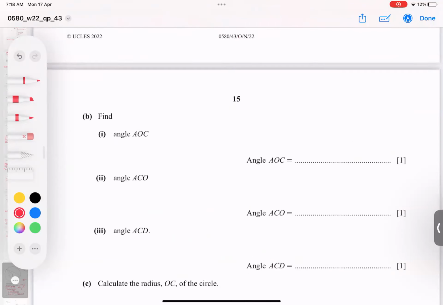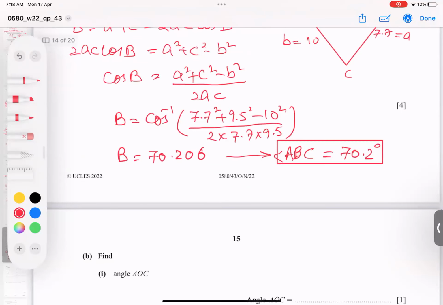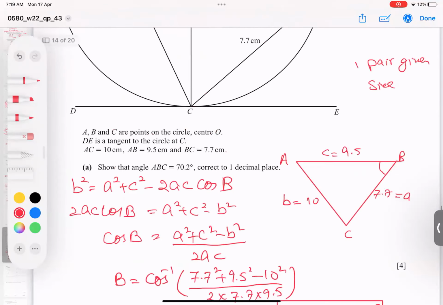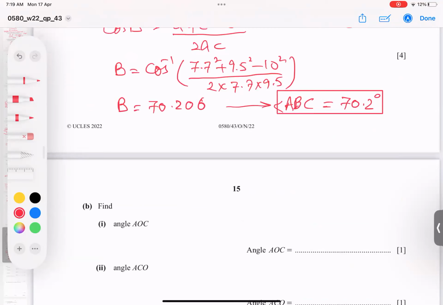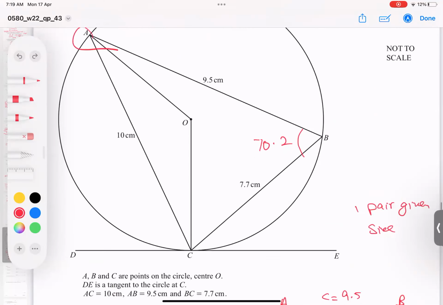Let's go for the next part, angle AOC. Angle B, I got 70.2. Next angle he's asking is AOC. Where is AOC, students? A, O, and C. This angle is our concern. And the angle at the center is double the angle at the circumference. I show the working. There's a circle, with a center of the circle like this.